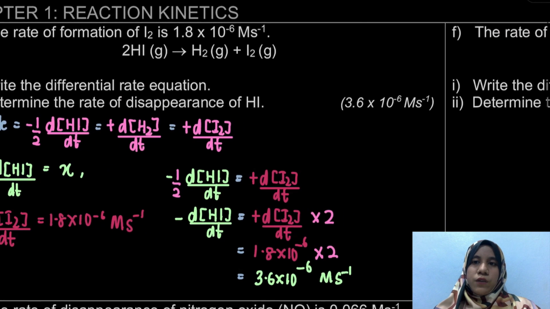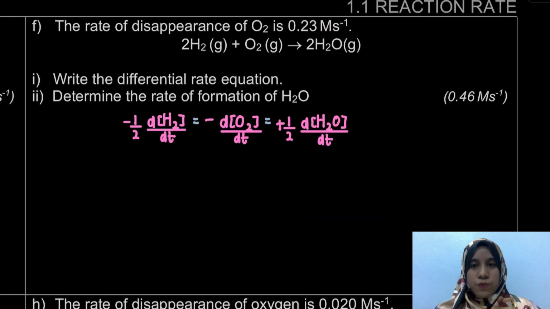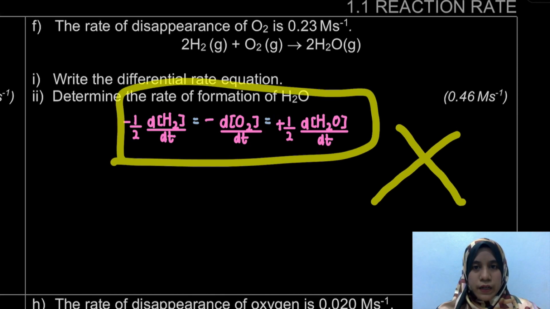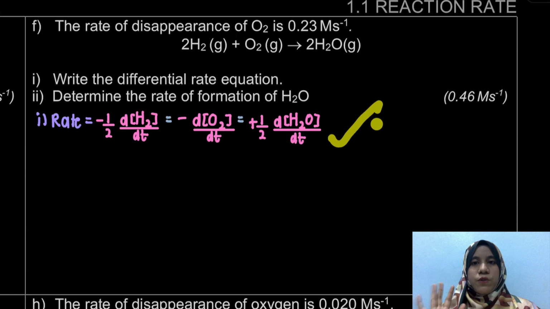Okay, so now kita tengok pula untuk question F. For question F, dia bagi rate of disappearance. Okay, first, dia minta differential rate equation. Okay, this one kalau kamu tulis sini je salah. Why? For differential rate equation, we have to include rate is equal to. Ini, the one that people always forget is actually the rate equal to. This is very correct lah.